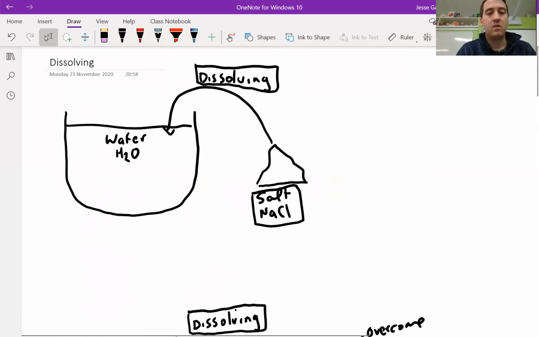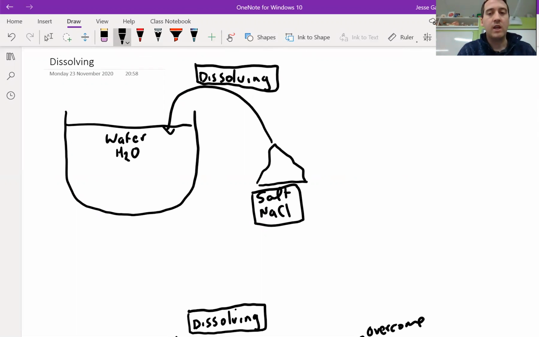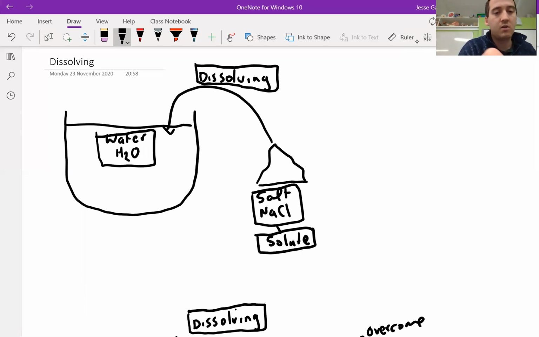Back up here. Let's see, can we name which one is the solute and which one is the solvent? The salt, what is that going to be? Is it the solute, the solvent, or the solution? On 3, 1, 2, 3. The salt is the solute. Well done if you said that. The water, what is it going to be? Is it going to be the solute, the solvent, or the solution? The water is going to be the solvent because it dissolves the solute.